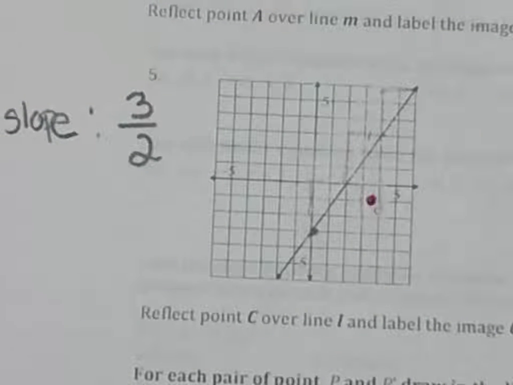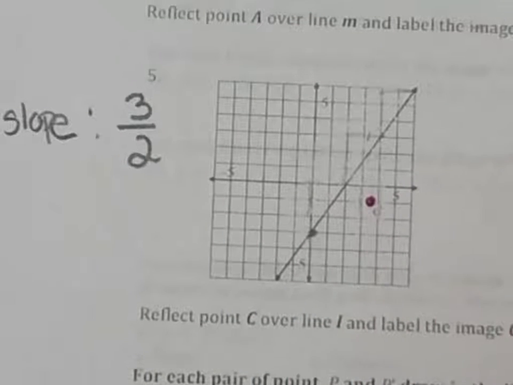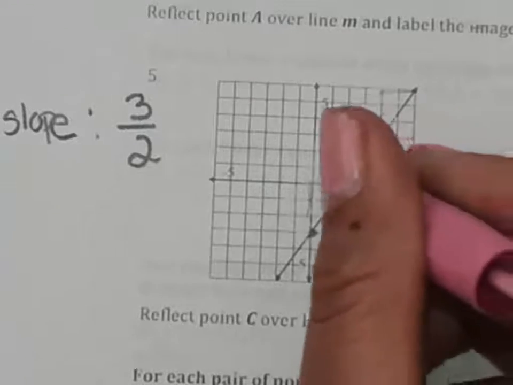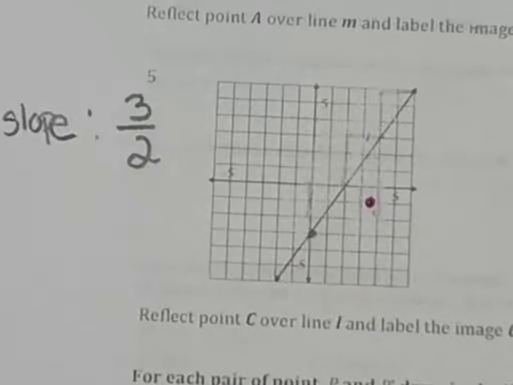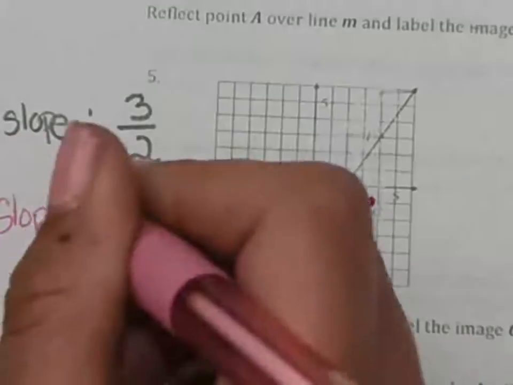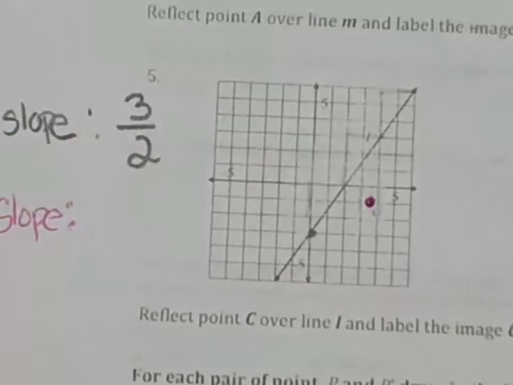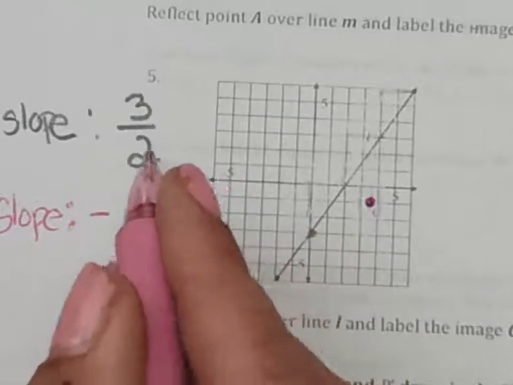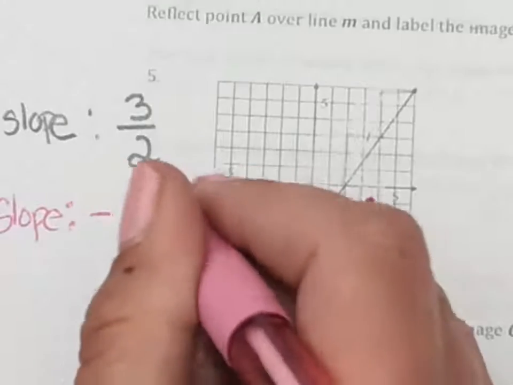So then the line that connects point C to its reflected point is going to be perpendicular. So that's where you take the opposite reciprocal. So opposite would make it positive, so it's going to be negative. And then you flip it. 2/3.